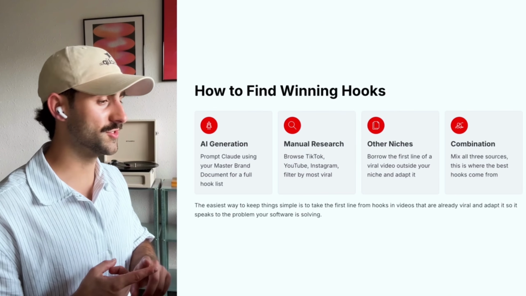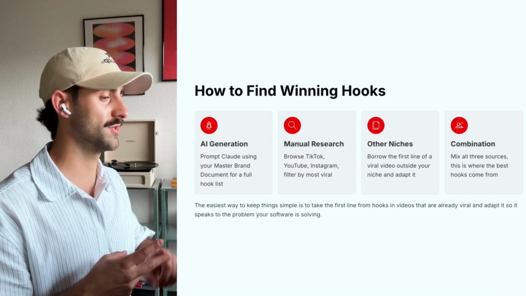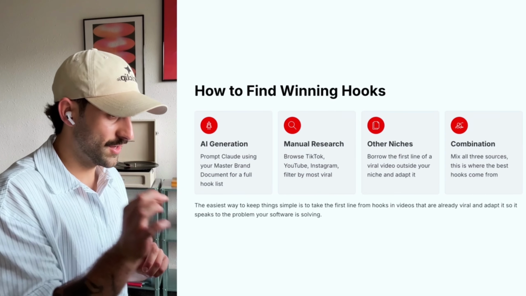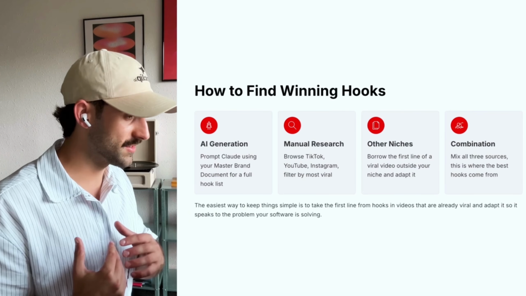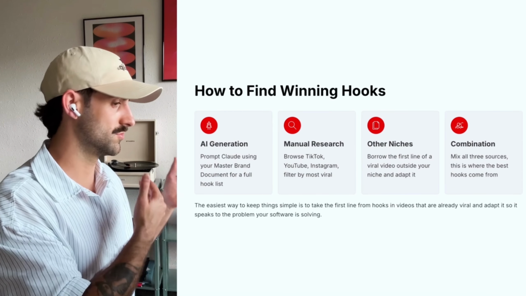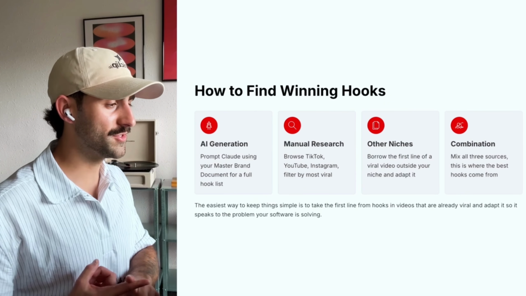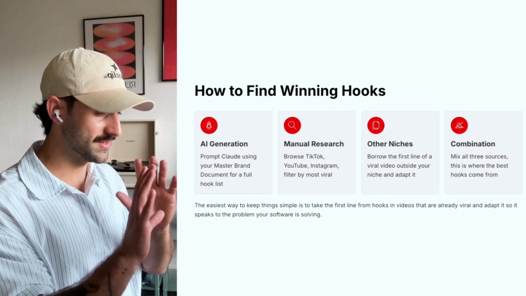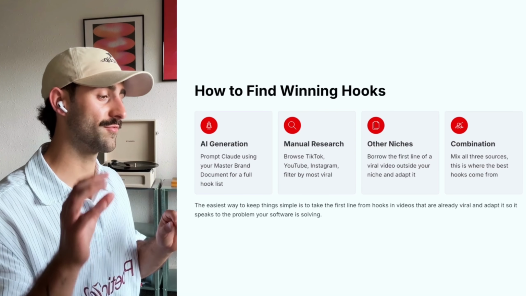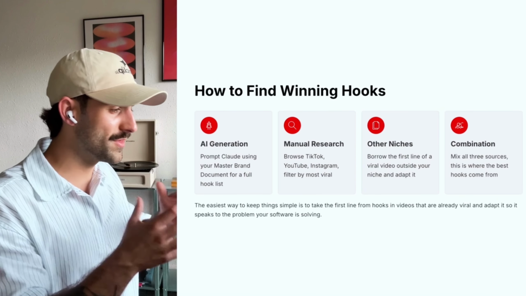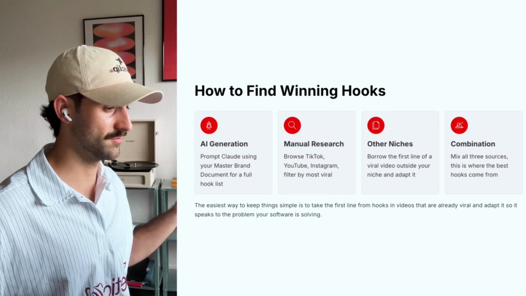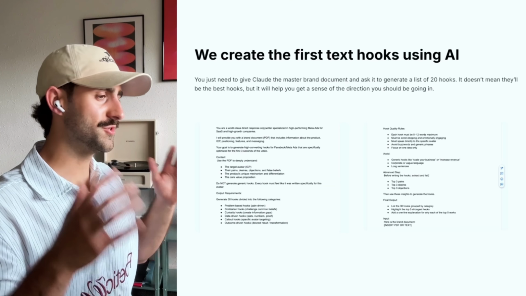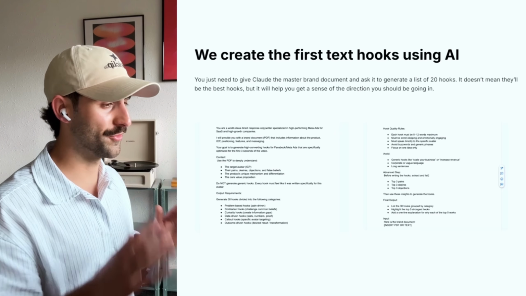AI generation using Claude, manual research, browsing on TikTok, YouTube, Instagram, and other niches. Just borrow the first line of a viral video outside your niche and adapt it to your own software industry, or a combination of all the past resources. The easiest way to keep things simple is to take the first line from the hooks of videos that are already working. That's it. Simple. Don't overcomplicate that first phase. And now we're going to use a combination of all 3 methods.